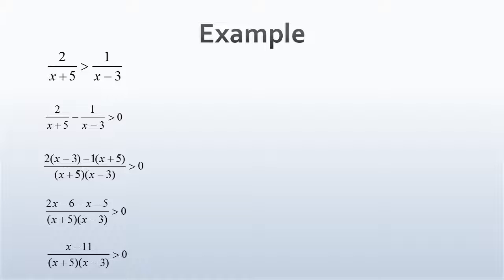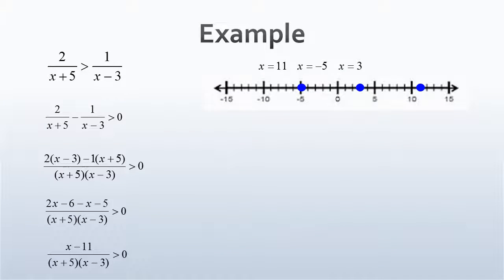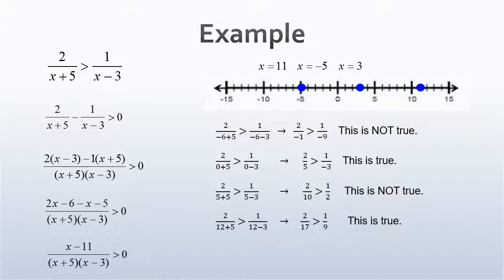The top, once I combine like terms, does not need to be factored. So I have x minus 11. x plus 5 and x minus 3, which gives me 11, negative 5, and 3. Again, I'm going to put those on my number line. I have 4 regions to check, and I'm going to check all 4 of them.